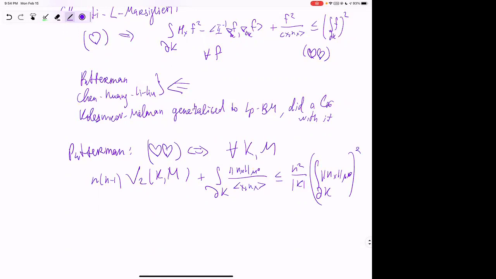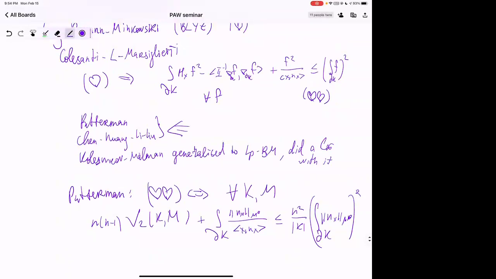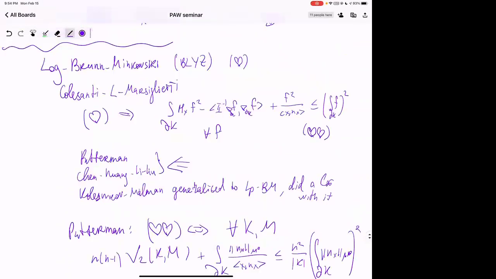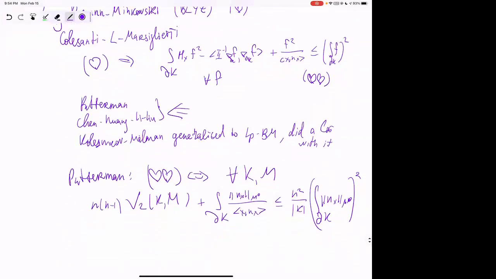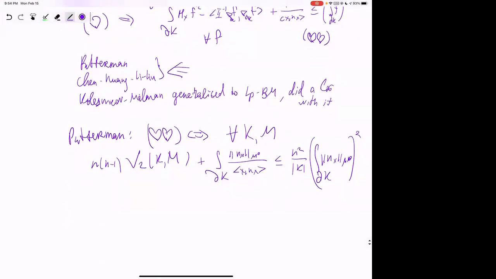Log-Brunn-Minkowski is this very scary big conjecture, and it is equivalent to showing that for any pair of bodies, this inequality is true. And it has to do with certain invariance properties of these local versions that we derived. Kolesnikov and Milman even noticed these invariance properties, but anyway, it doesn't matter. The point is that this is the inequality that we want to show.